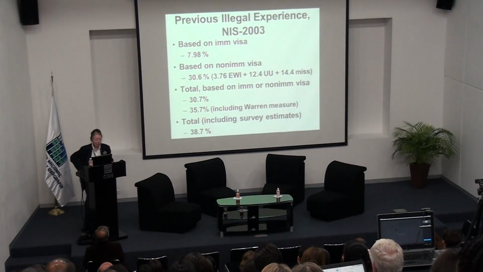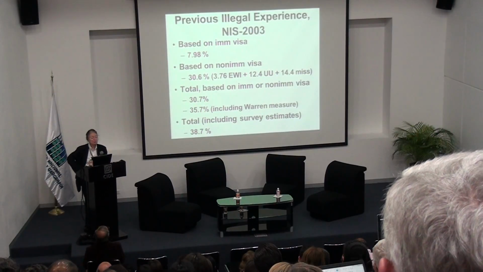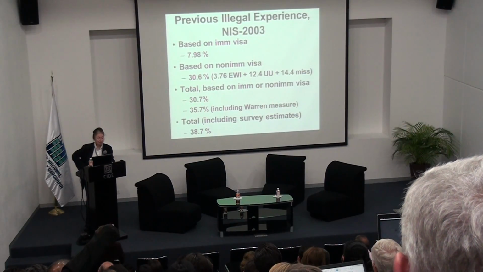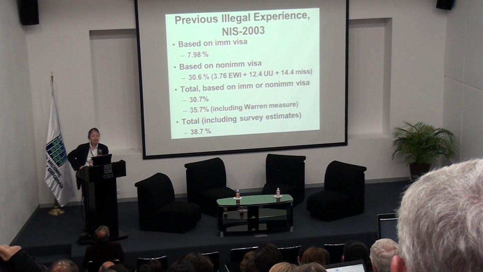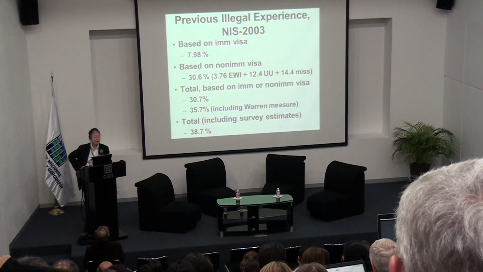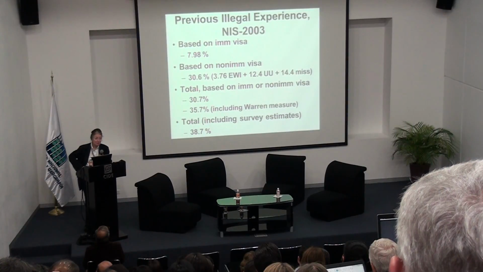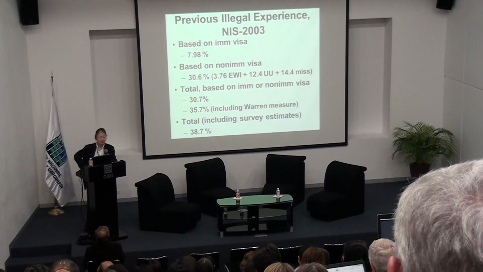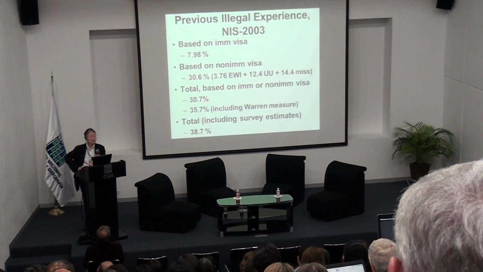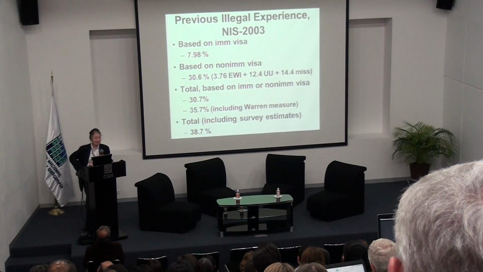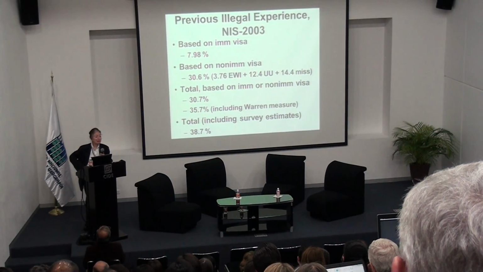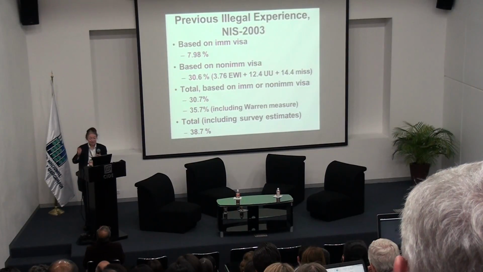So a total of almost 39% of new green card recipients were previously in the U.S. in unauthorized status. And by the way, that's a lower bar, because there are other ways they could have become illegal that we were not able to detect, such as working without permission in certain cases.